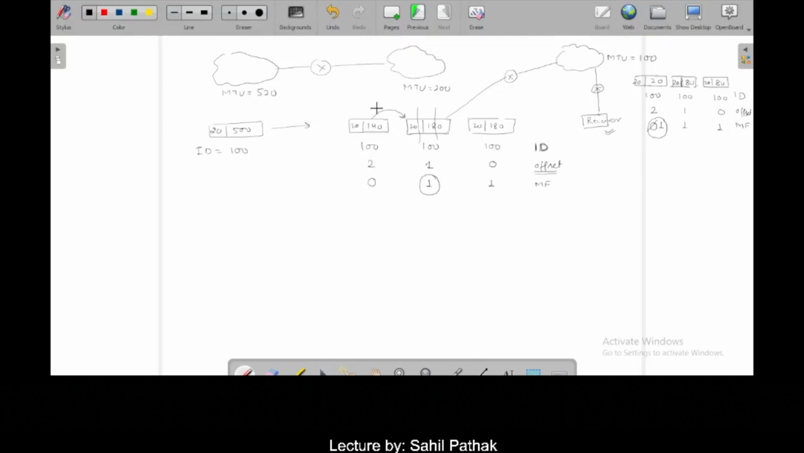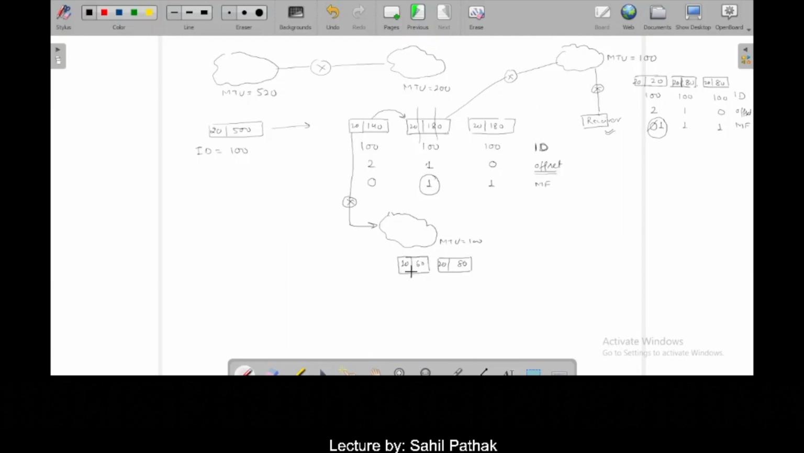If this last fragment gets refragmented, in this case let's suppose again it is being transferred to a further network which has, let's say, the same MTU of 100. It will be divided in the same way, refragmented, and that would be 20 byte of header and 80 byte of data. Here it is 140 byte of data. So we have already calculated 80, and here it would be 60.